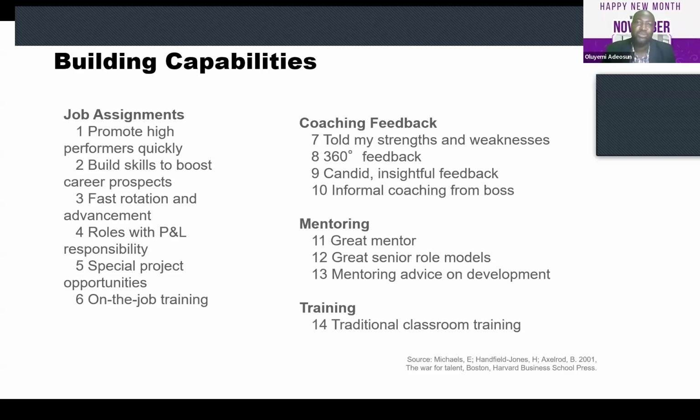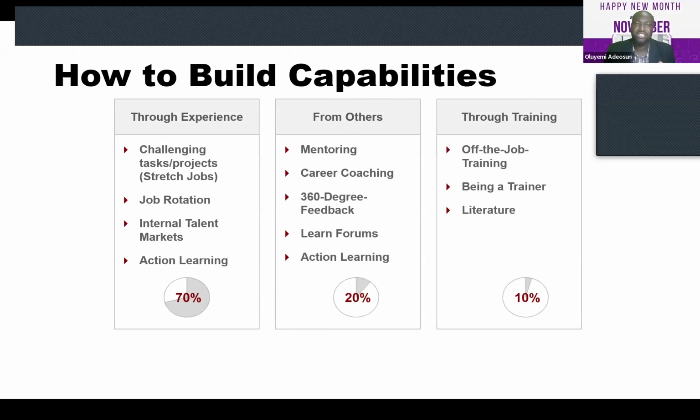Special projects and opportunities, on-the-job training, coaching, 360-degree feedback, informal coaching, mentoring, training, classrooms, and so on and so forth. Still talking about how to build capabilities. Three main ways: through experience, from others, through training. Through experience: challenging task projects, job rotations, internal talent, action learning. From others: mentoring, coaching, 360-degree feedback on the job.